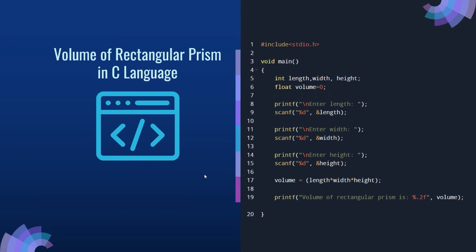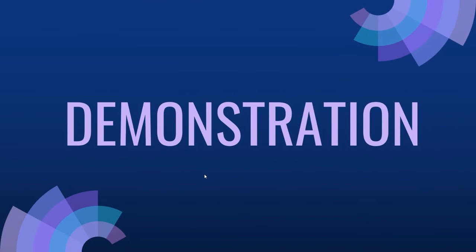Now, the challenge with converting this code to Marie is that Marie does not support the multiplication operation. It only has the addition and subtraction operators. So we have to mimic the behavior of multiplication by doing several additions. So let's proceed with our code.